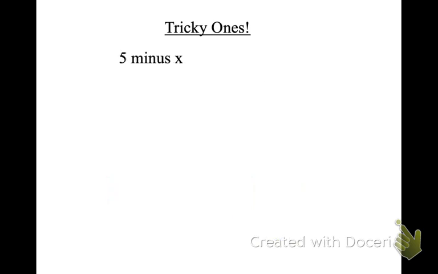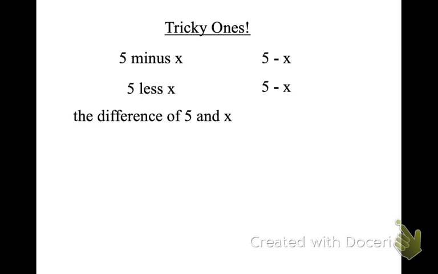All right, let's look at some with minus. 5 minus x is 5 minus x. 5 less x is still 5 minus x. The difference of 5 and x. Okay, I see an operation sign. I see the word "and." So I'm sending the sign to the "and." What comes before it, what comes after, so it's 5 minus x.